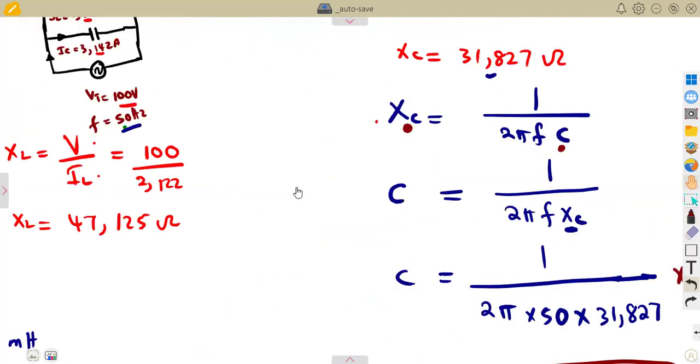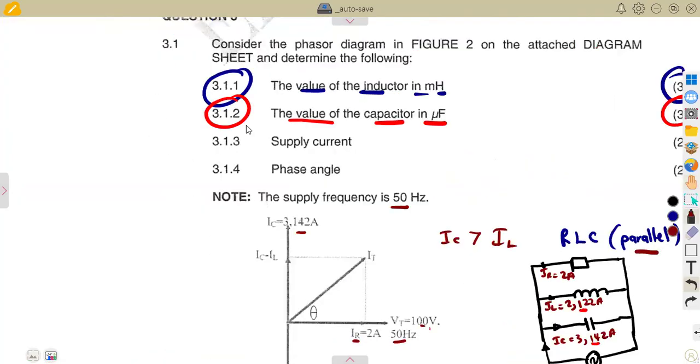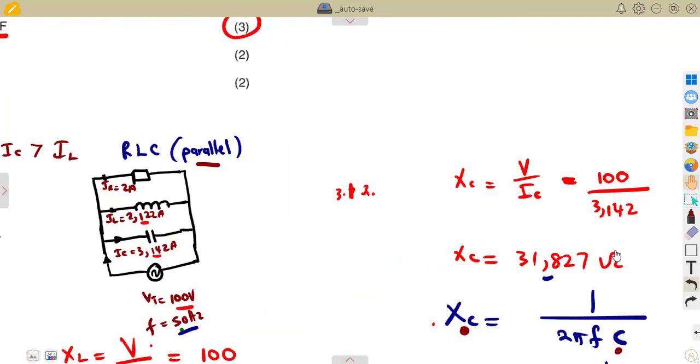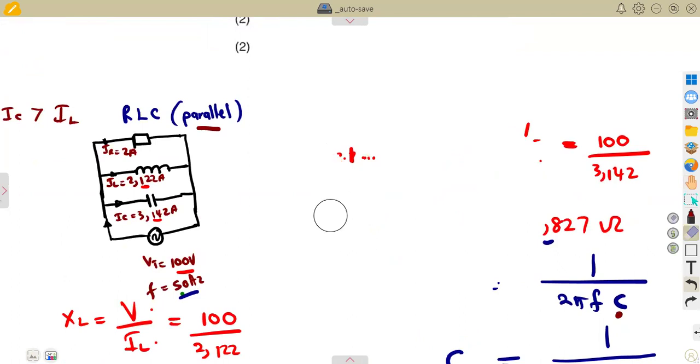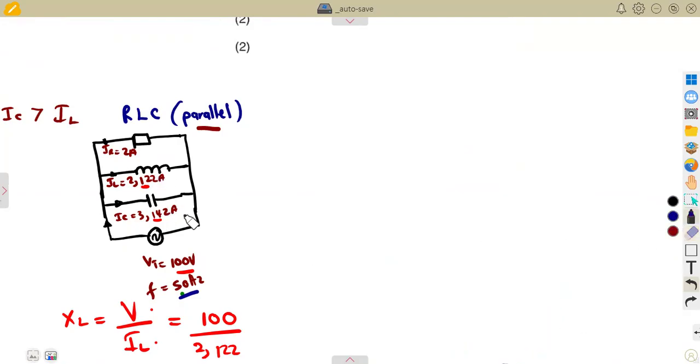Just like that. We were not given a circuit, we're given a phasor diagram. Guys, for the supply current from the currents that we are seeing, remember, the current is the phasor sum that you're supposed to consider. You're supposed to compare between the currents that you're given across the inductor and the capacitor. Which one is bigger? The current across the capacitor is bigger than the current across the inductor. IC is greater than IL.